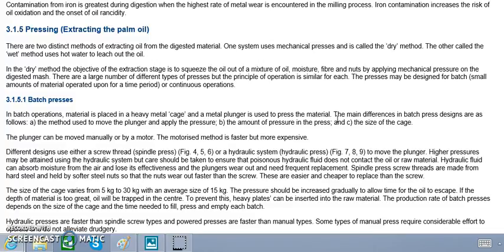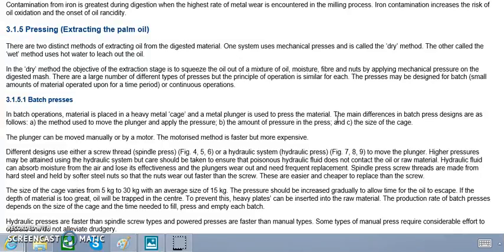So in the dry method, the objective of the extraction stage is to squeeze out the oil from a mixture of oil, moisture, fiber, and nuts by using mechanical pressure on the digested mash. There are a large number of different presses, so that will cost money, obviously, because you have to have a machine which is a press.